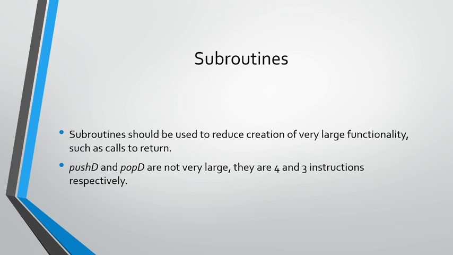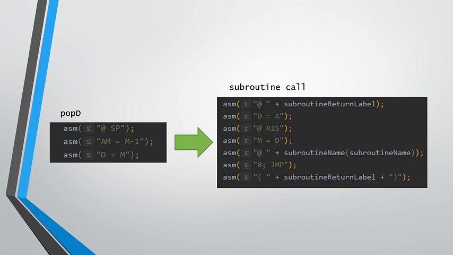More on how subroutines work. Subroutines should be used to reduce the creation of very large functionalities, such as return. Return is very large. You don't want to have to write it every time it gets called. Instead, you want to call back to it being written once and use that over and over to save space. However, pushd and popd are not very large. In fact, they're only 4 and 3 instructions each.